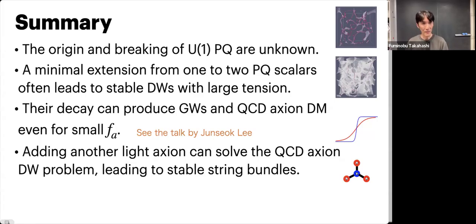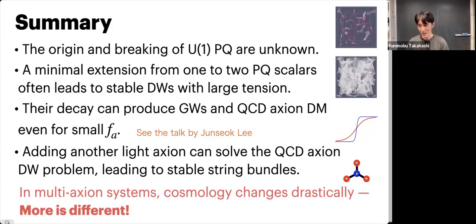Now we gave two examples. One is QCD axion dark matter produced from the decay of induced domain walls, and the other is a new solution to the domain wall problem of the QCD axion. And this has implications for, say, CMB cosmic birefringence and so on. So if we consider multiple axions, the cosmological evolution of topological defects is drastically modified. In a multi-axion system, the fate of topological defects is very different. So in that sense, you can say that more is different. That's all. Thank you very much for your attention.